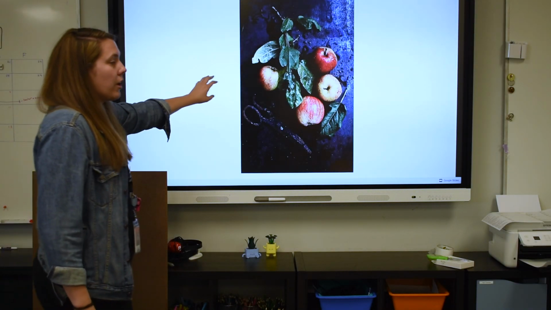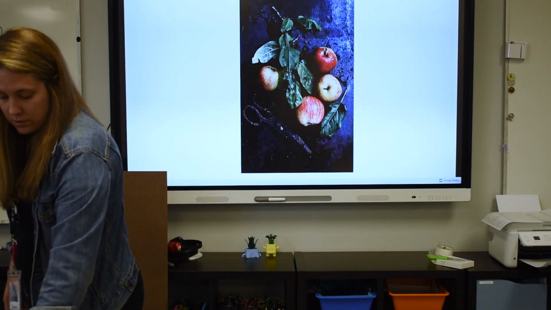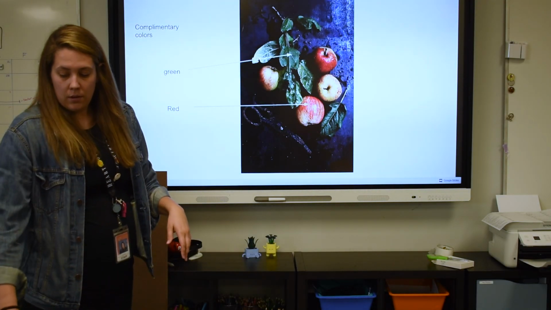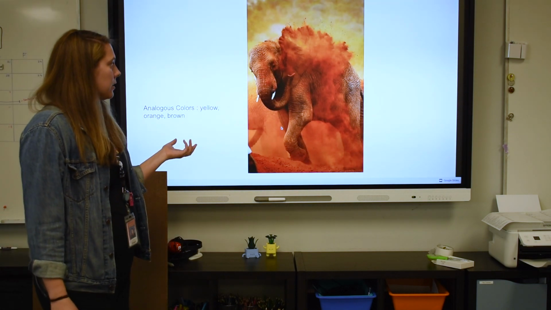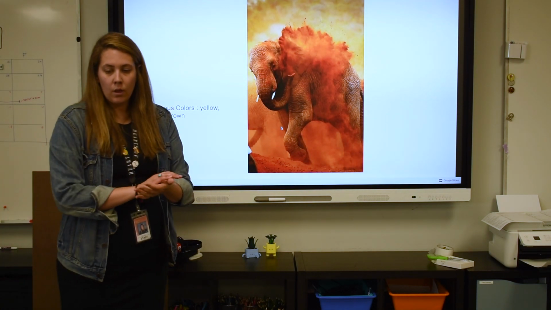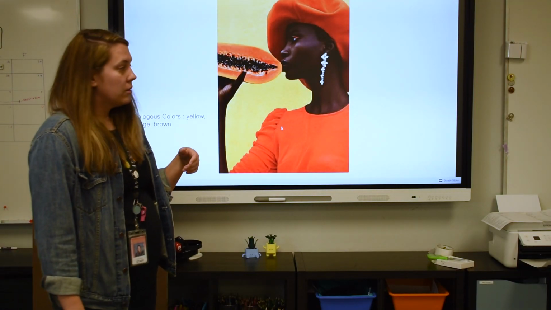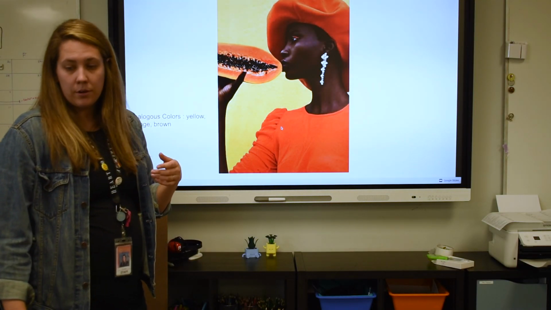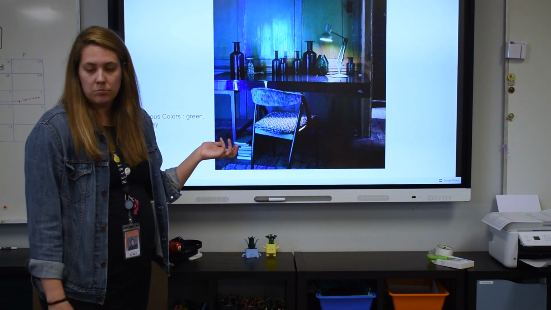Okay, here we've got complementary colors of red and green. Okay, and then here we've got some analogous colors. So we've got yellow, orange, and brown. Here's another one with red, orange, and brown. Okay, analogous colors with greens and blues.